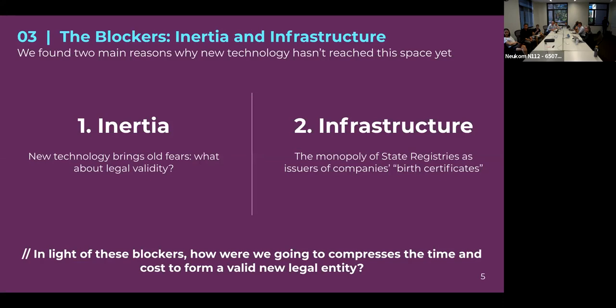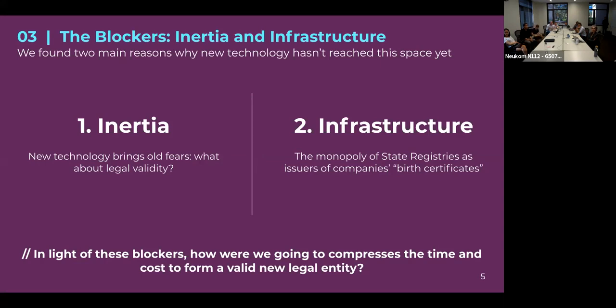But the second thing is you have infrastructure. If you want to charter a company in the real world, then you're going to have some blessing from a registry. You're going to get a birth certificate, if you want, from a registry. Governments have given monopolies to these registries to give you your birth certificate. So you cannot have a Delaware LLC without some filing at the Delaware registry. You cannot have a Cayman company without some filing in Cayman.